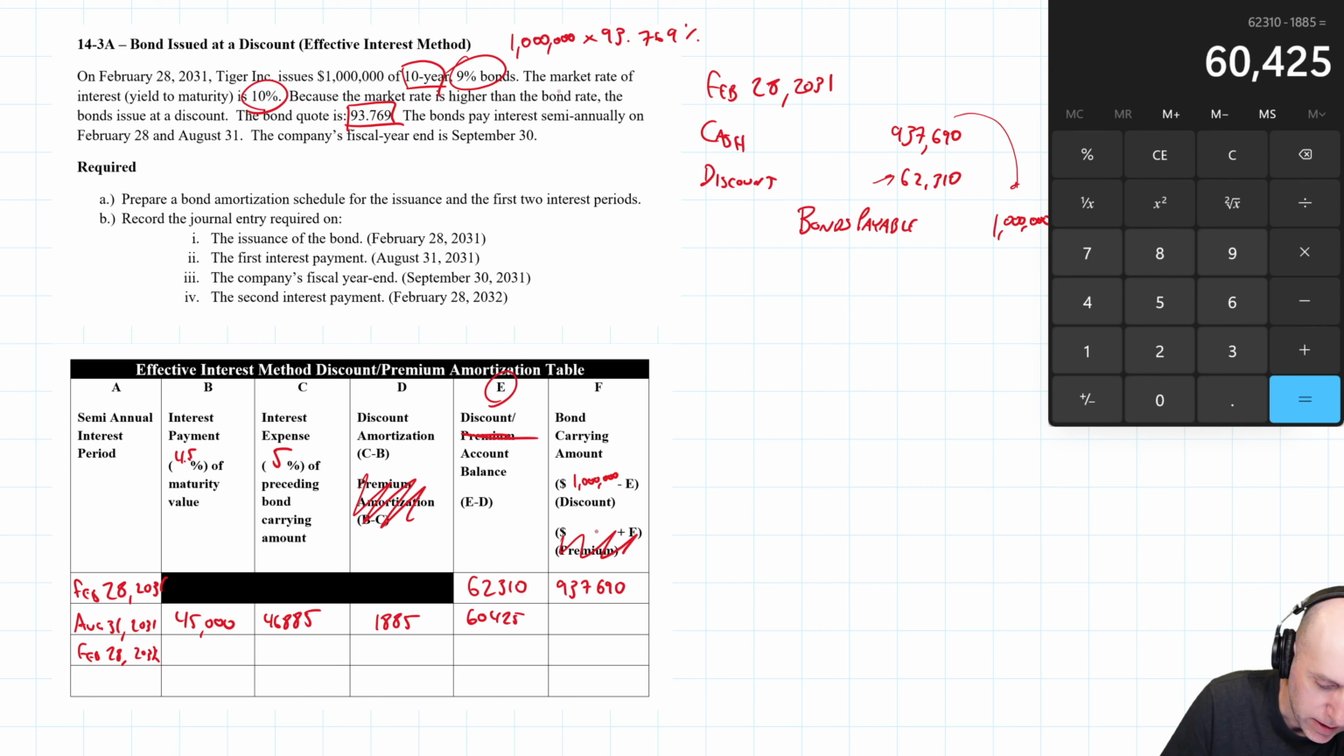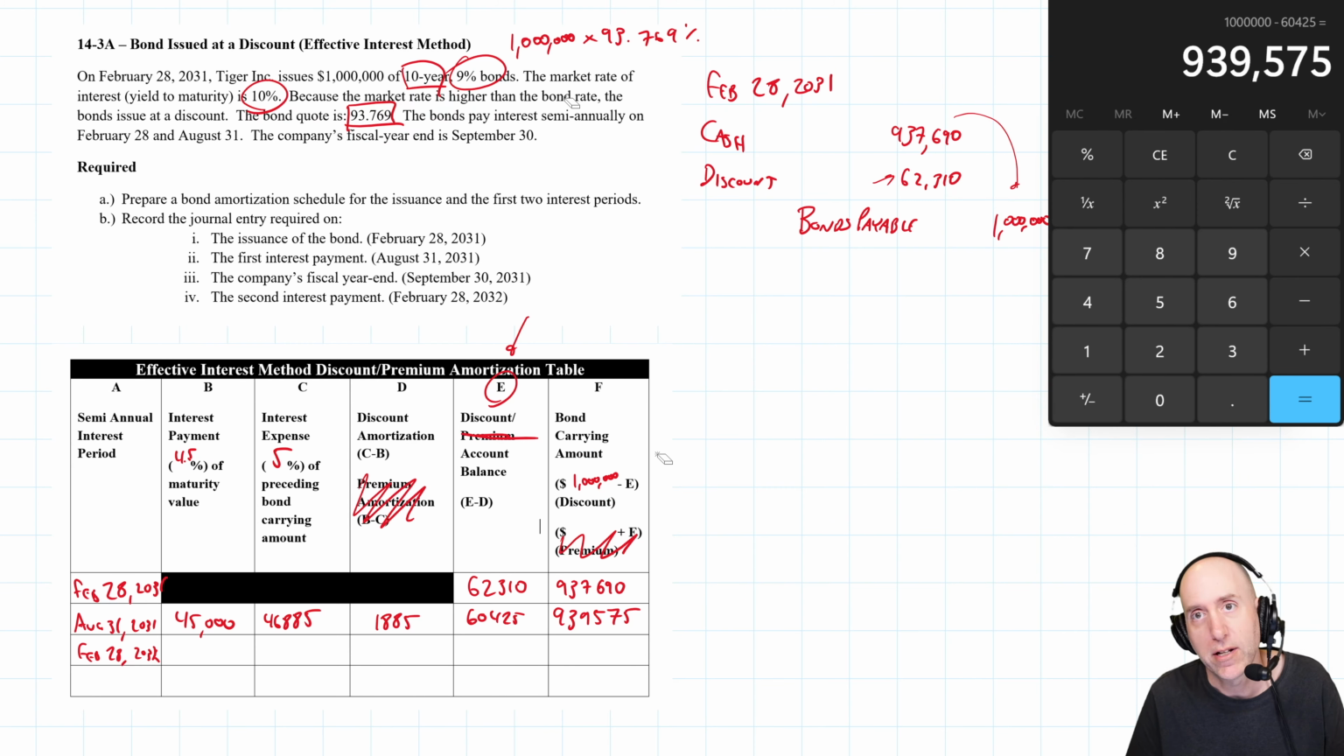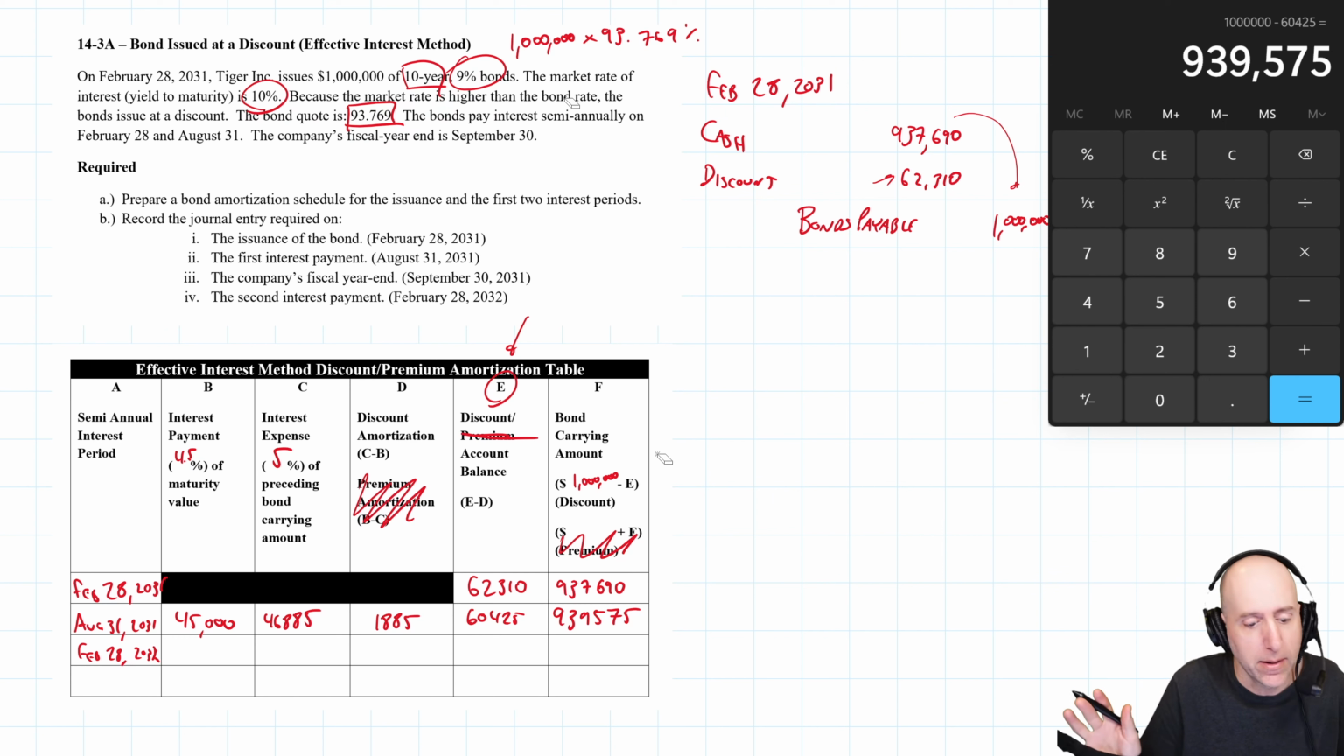And the last one, this is one people screw up. They go 937 minus 60. No, it's $1 million minus 60,425. That's 939,575. If we're doing it right, this discount number is getting smaller and smaller. The idea is after 10 years, after 20 rows of this, it's going to be 0. And the bond carrying amount is getting closer and closer to $1 million, that face value number, and it is. So we're on the right track. If one of those is going in the wrong direction, you know you did something wrong.